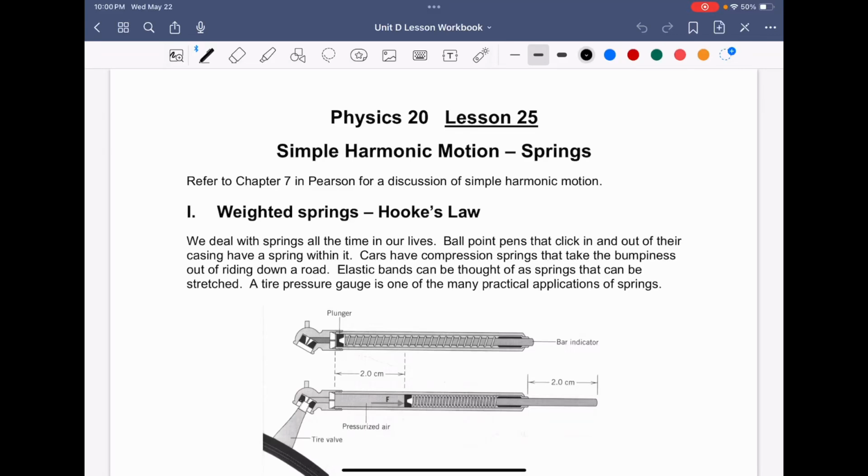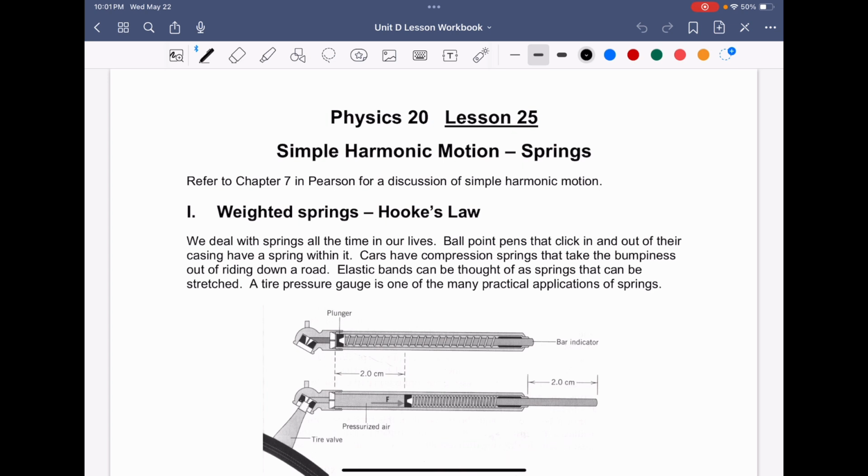All right, so now we move on to lesson 25, which is the second lesson of Unit D, and it's the second part to simple harmonic motion, which is springs. So in lesson 24, we started off with pendulums and we dealt with how simple harmonic motion is represented in pendulums. And very similarly, what we're going to do is now shift that to be simple harmonic motion, but in the case of springs. So there's a couple major differences, but overall, there's a lot of similarities between the two.